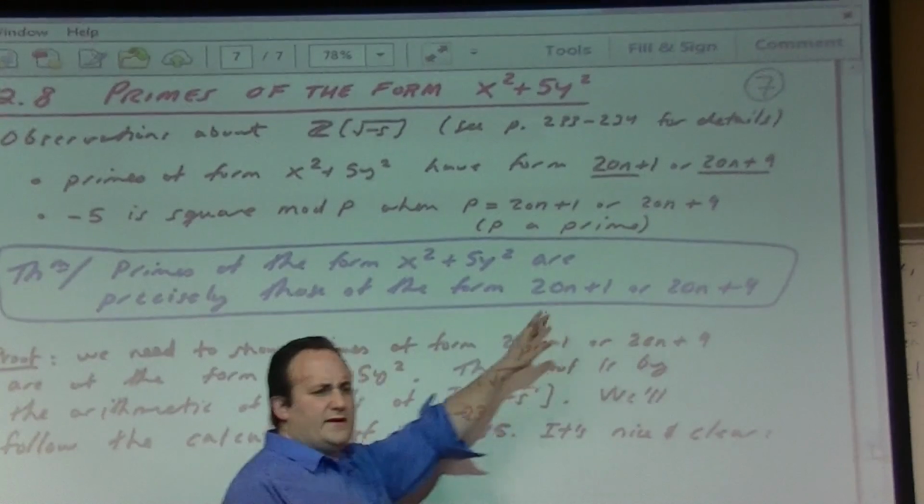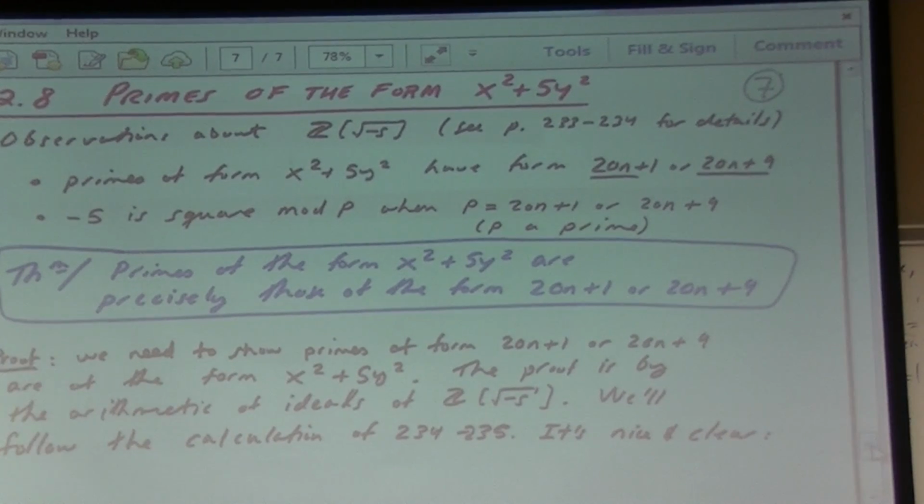What was the corresponding result for the Gaussian integers? We had primes of the form x squared plus y squared, or the form what? Precisely those of the form 4n plus 1. Right? That was it. That's chapter 6 in a nutshell. That's what we got from it.